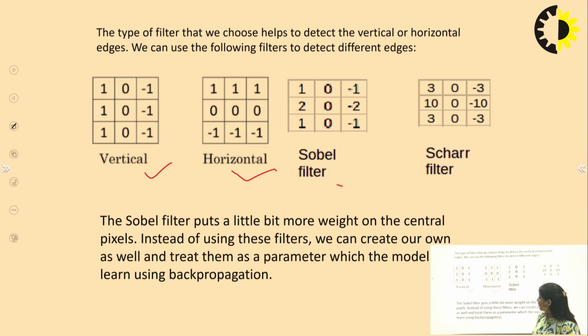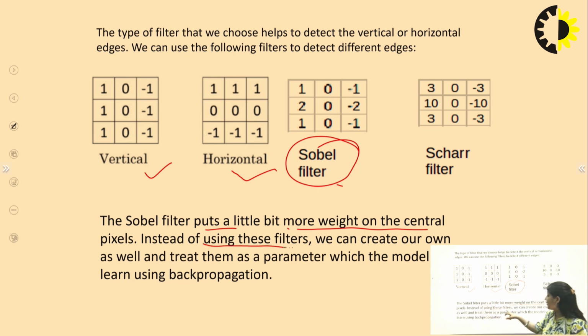So the Sobel filter puts a little bit more weightage on the central pixel. So if we have the object in the center, like we have different faces in the center and a background, we don't bother about the background. So we can apply only the Sobel filter. Instead of using these filters, we can create our own as well. We can apply our own filter also and treat them as parameters which the model will learn using backpropagation. We can learn the filter using backpropagation, and we can reduce the error also.